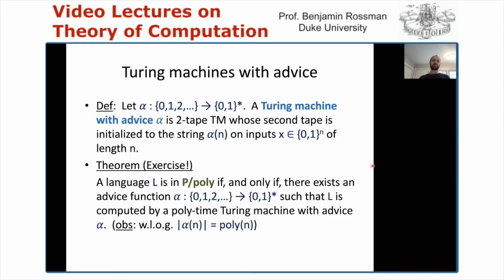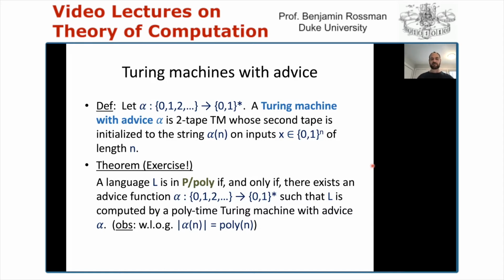And so the theorem is that a language is in P/poly if and only if there exists an advice function alpha such that L is computed on all inputs by a Turing machine with advice alpha. And just a remark here that without loss of generality, we can assume that alpha n has polynomial length, poly n, simply because a polytime Turing machine can only access poly n bits of the advice string alpha.